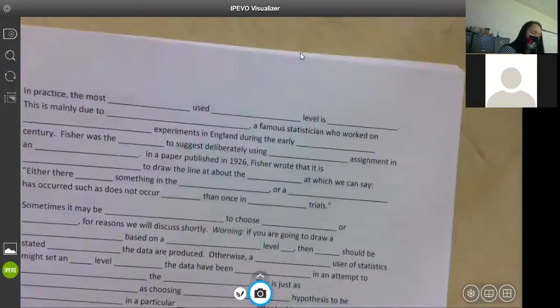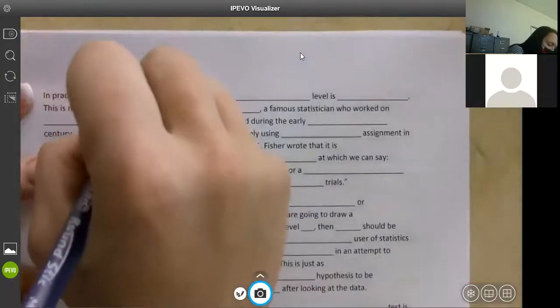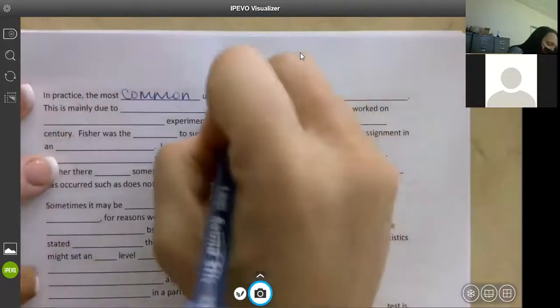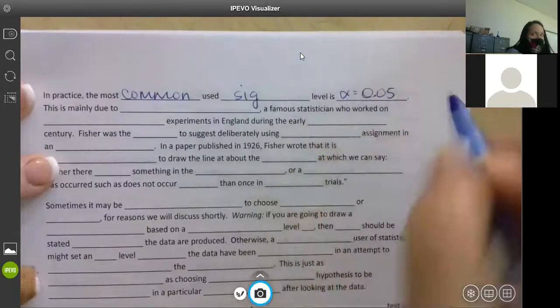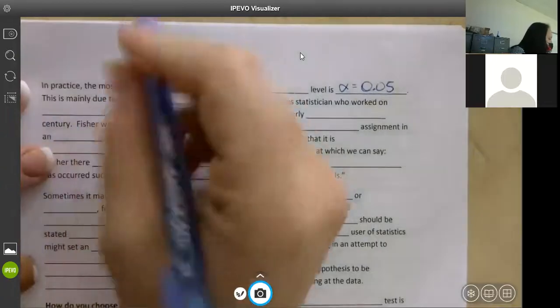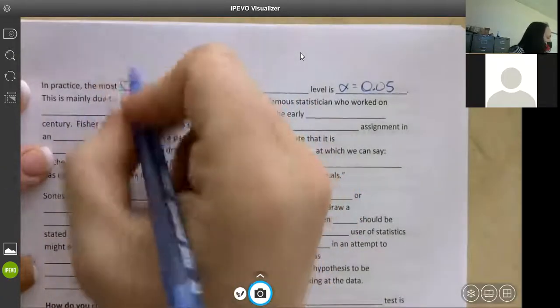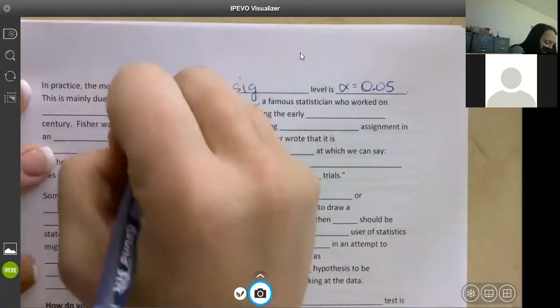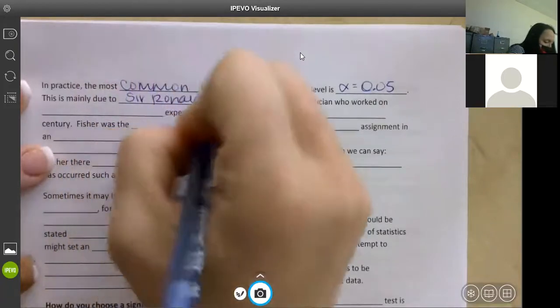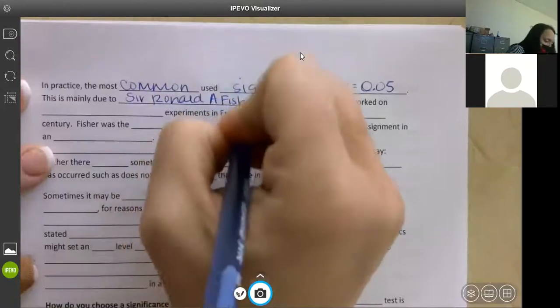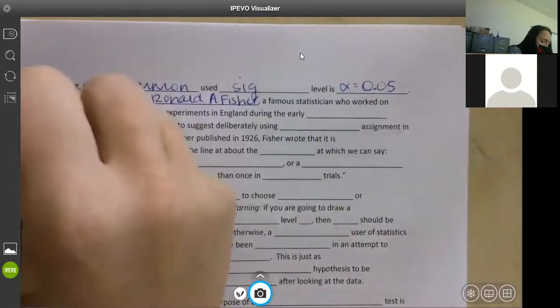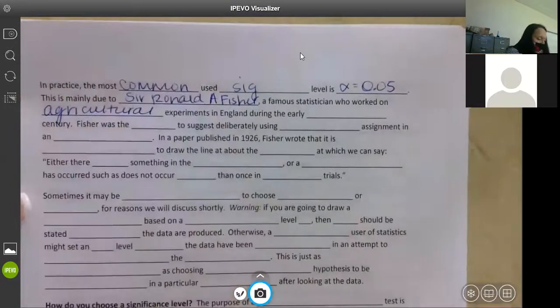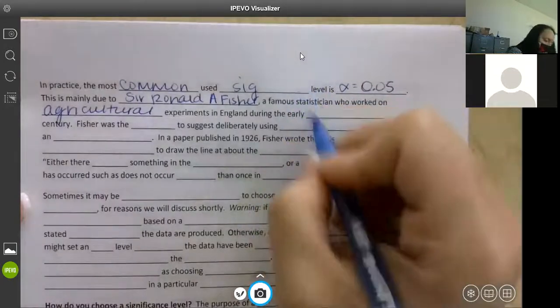All right, flipping it over. In practice, the most commonly used significance level, I told you, was 0.05. That's typically what you're going to see. This is mainly due to Sir Ronald A. Fisher, a famous statistician who worked on agricultural experiments in England during the early 20th century.